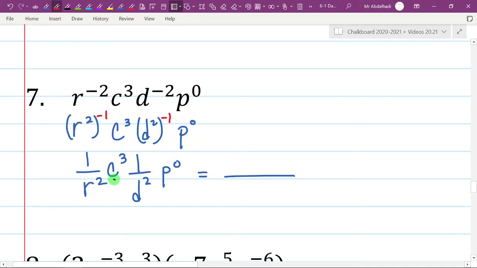So the stuff that's on the top is going to be c to the third, p to the 0, and on the bottom it's going to be r squared, d squared. In other words, R2D2, C3PO. Okay, for you Star Wars geeks out there.